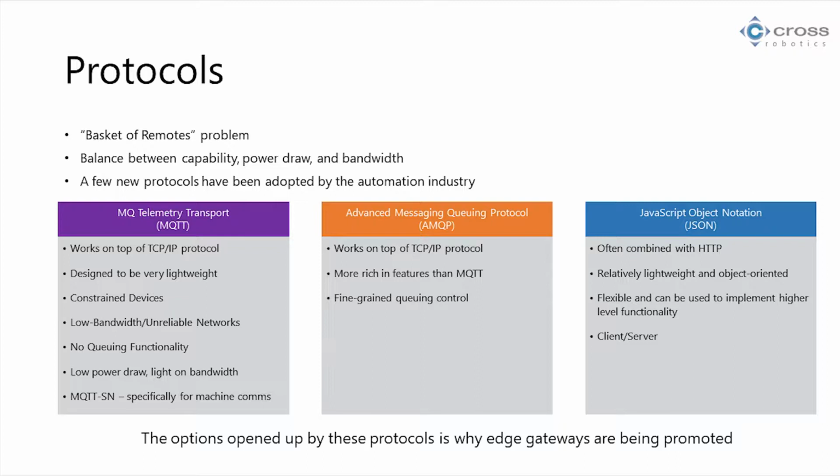But with edge devices, remember how I said industrial Internet of Things, your network capabilities come into play. Even with your protocols, you have to balance the capability, as in what you're trying to tell your devices to do and the information you're collecting, the power draw, and the bandwidth. There are a few new protocols that have been adopted. I'm not going to go too much into any of these.